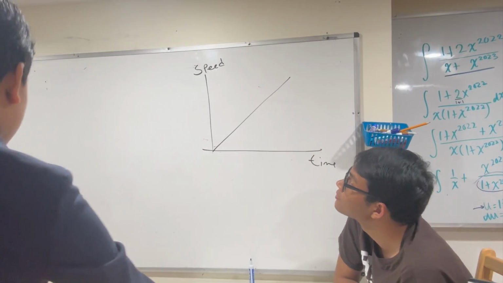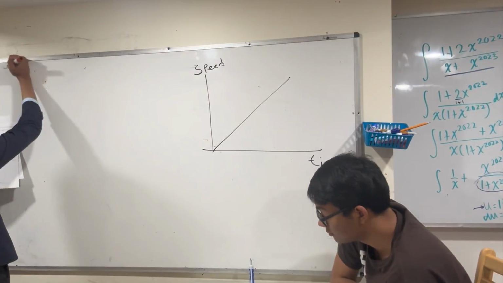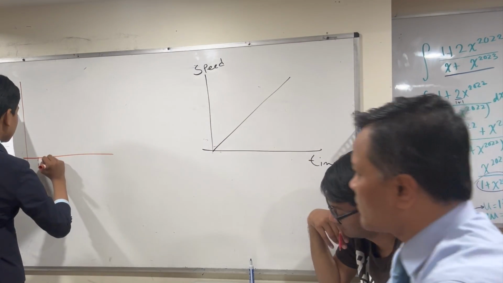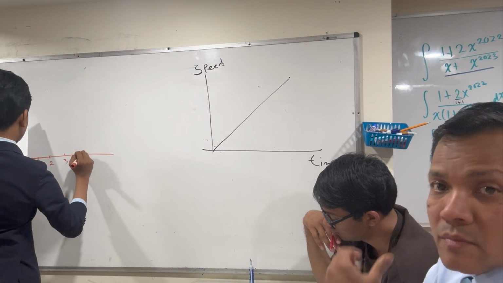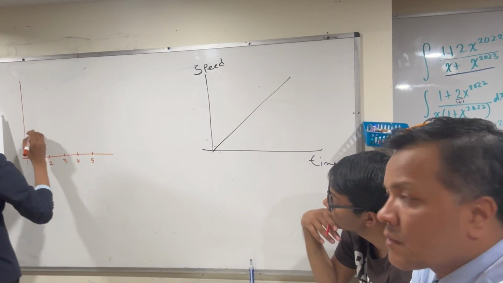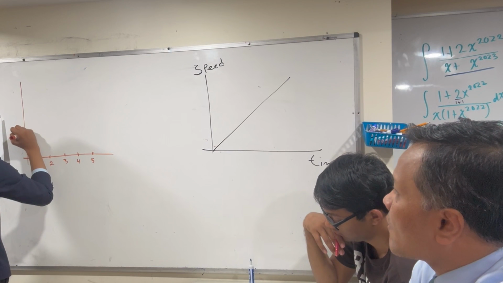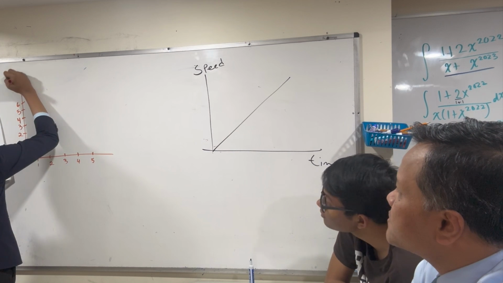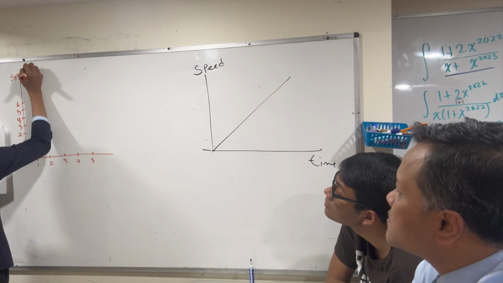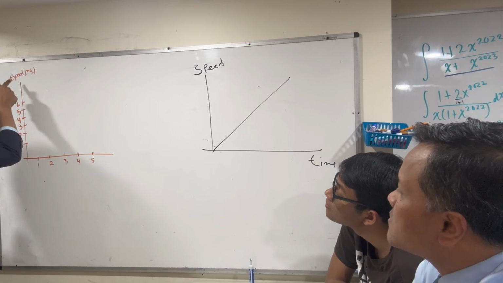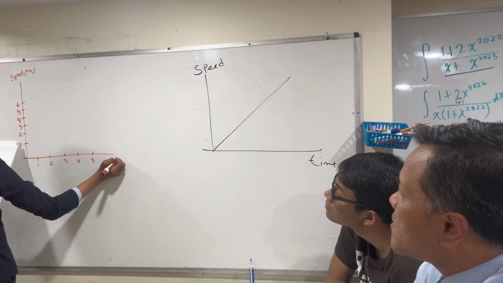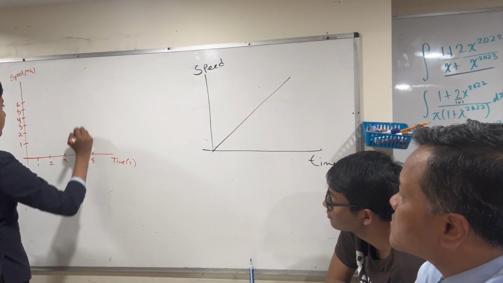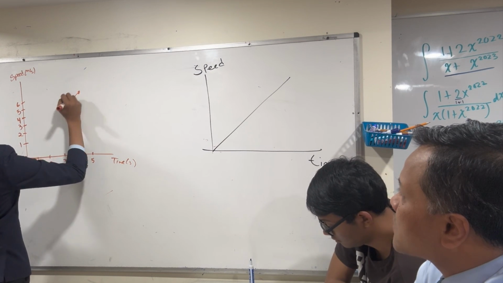Okay, so let's see. To make it look a little bit more accurate, we have this 1, 2, 3, 4, and 5. And then we have this line 1, 2, 3, 4, 5, and 6. This is speed. And remember, this is just a magnitude. It doesn't have any direction. And then here we have time. So then our graph is going to look a little bit like this.